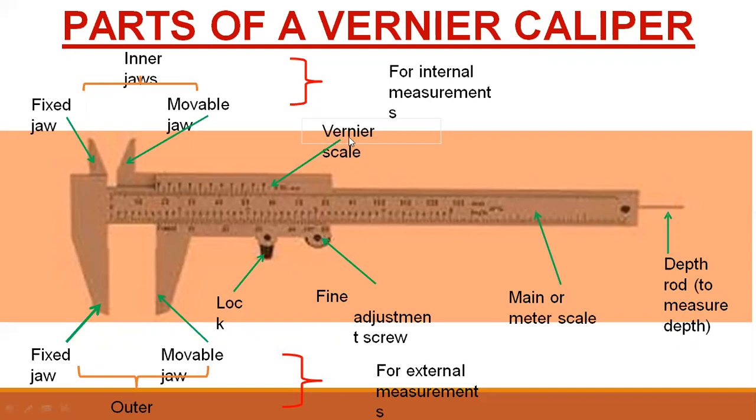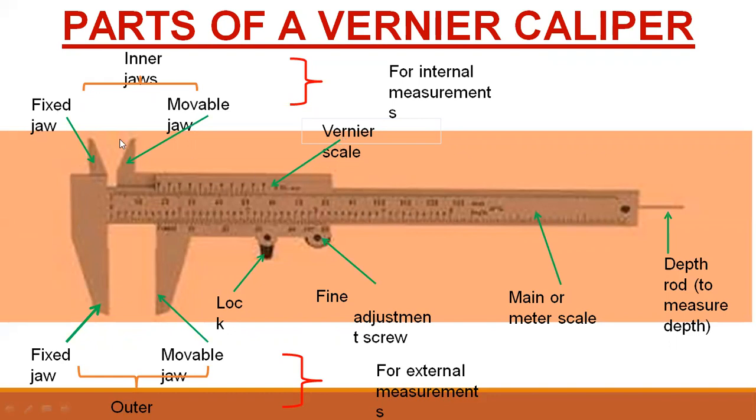After these jaws, there is the vernier scale. This is the scale which is mentioned here. You can see there are basically two types of scale. This one is long, the main scale, and this one is the vernier scale. You people must understand two scales are there. This big, large one is just like our regular scale, and we will call it the main scale. The top one, the small one, is called the vernier scale.